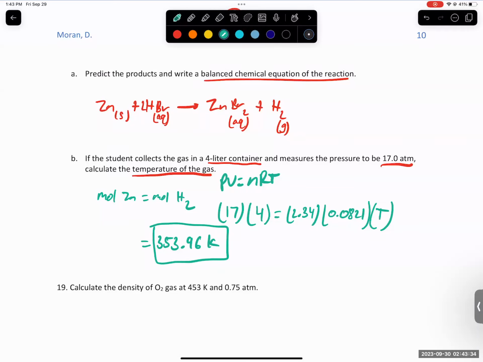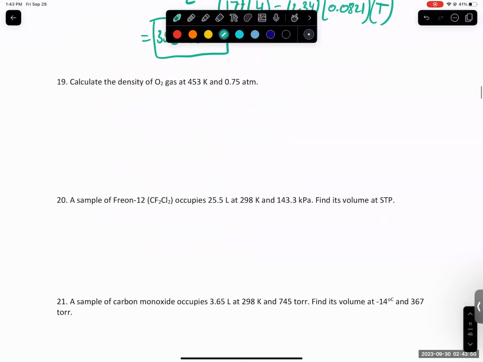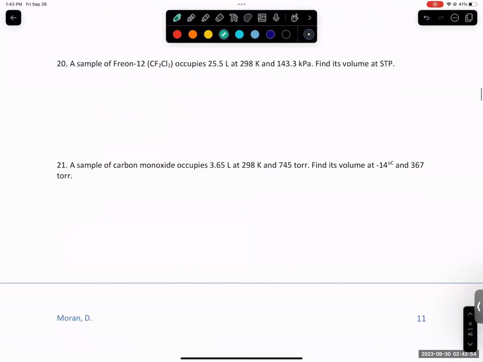Okay, now I got the right answer. 353.96? Yeah. Nice. All right, the correct answer is indeed 353.96 Kelvin. Any questions on this one? Let's get to 20, because I don't think y'all have done 19 yet.